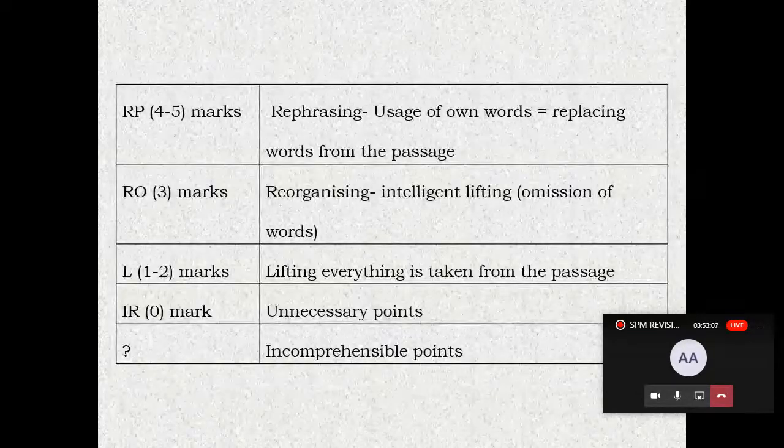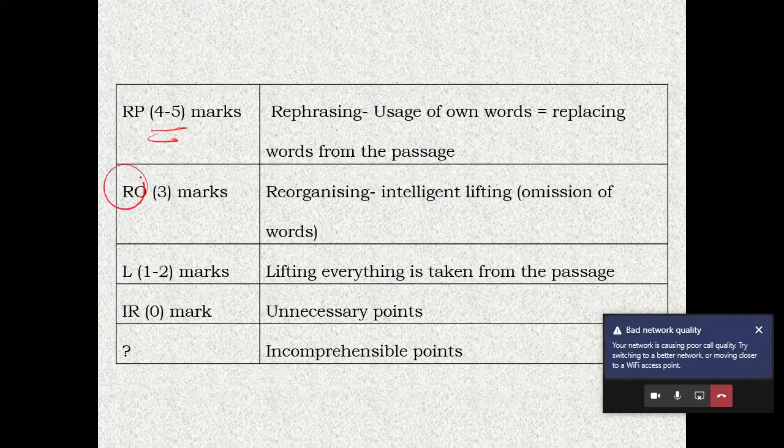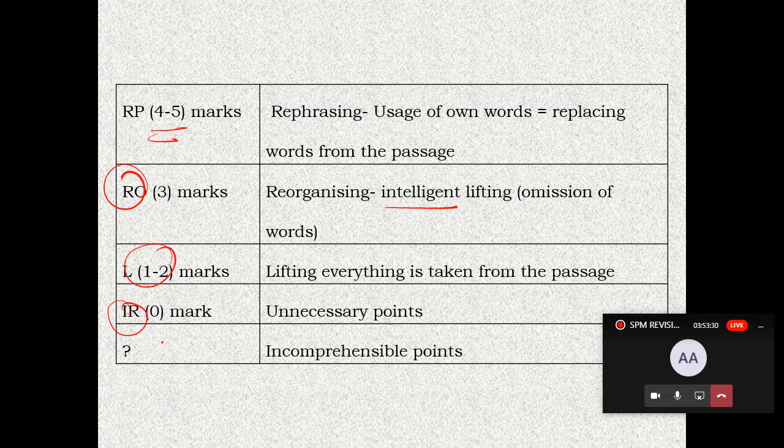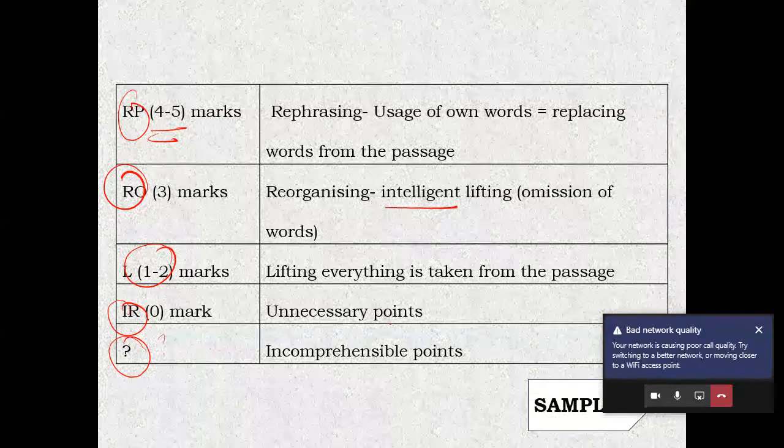When we talk about rephrasing, usage of own words will be 4 to 5 marks. Reorganizing, that means intelligent lifting. Intelligent lifting means omission of words. It means you cut out a few words, you paraphrase certain synonyms. And lifting, everything is taken from the passage. IR is unnecessary points, irrelevant. And if you see this, incomprehensible points. Your teachers might use these terms. Let's say RP, rephrasing, RO, reorganizing, L, lifting, IR, unnecessary points, question mark, it doesn't make sense or incomprehensible.